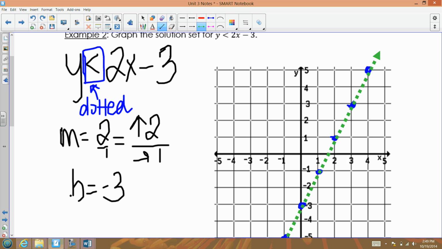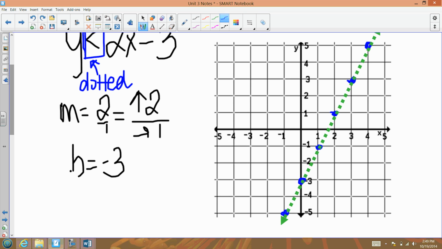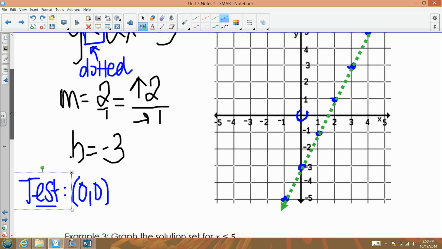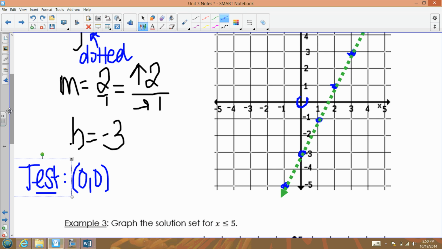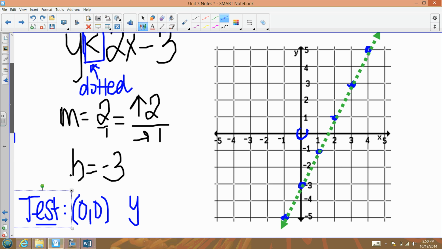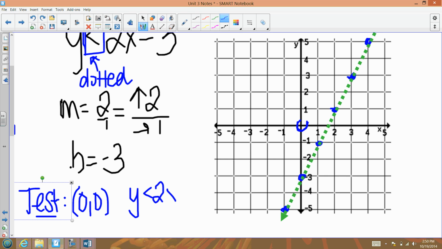And then we have to decide on the shading. So the shading part, remember, we're going to test a point. I like to look for the origin. As long as the origin is not on the line, I can use that as a test point. Otherwise, you have to pick a different point. So I'm going to test 0, 0. So my inequality that I'm substituting in is y less than 2x minus 3.